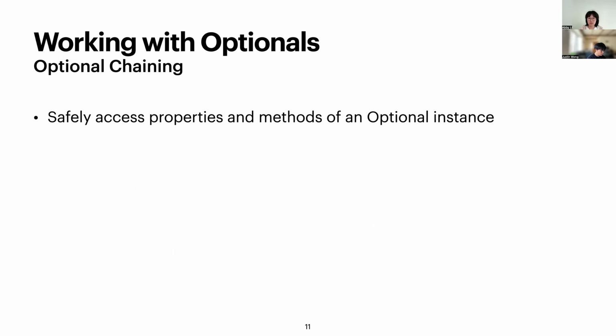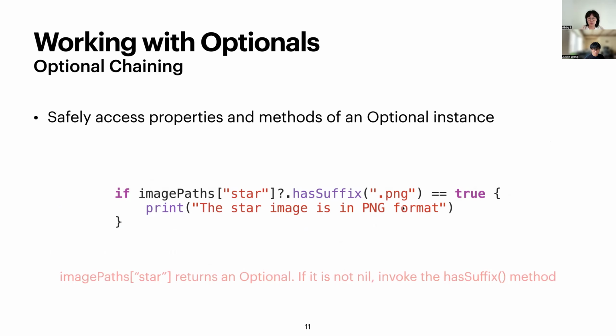Another common pattern is optional chaining. This is what you use when you want to call a method or access a property on something that might be nil. If the value exists, Swift keeps going. If it's nil, Swift just stops safely instead of crashing.